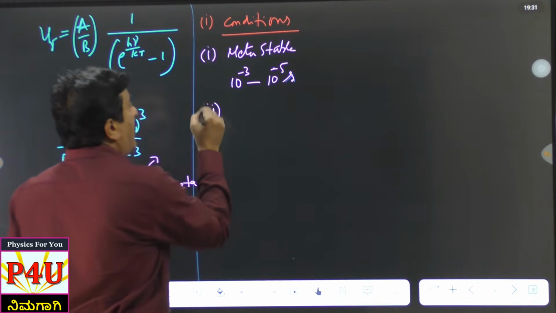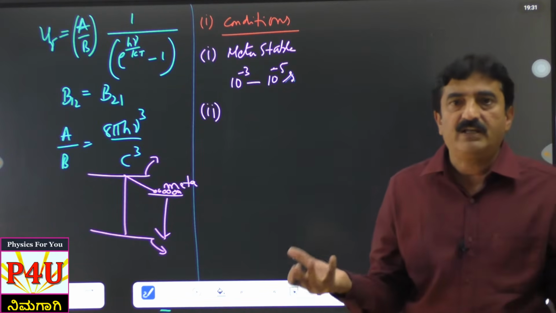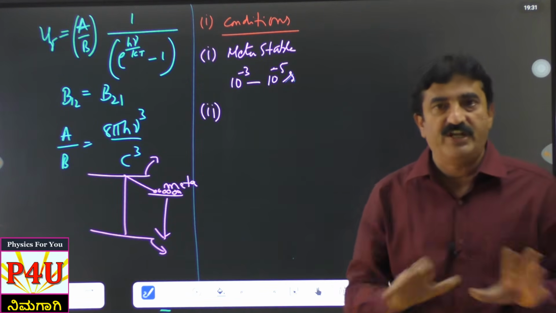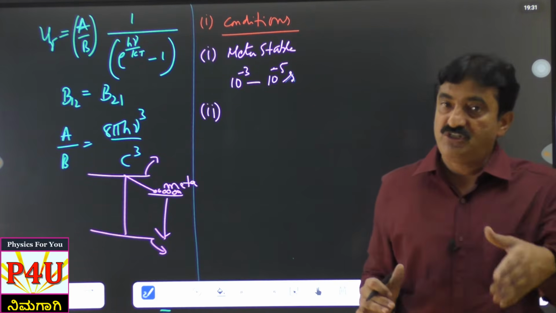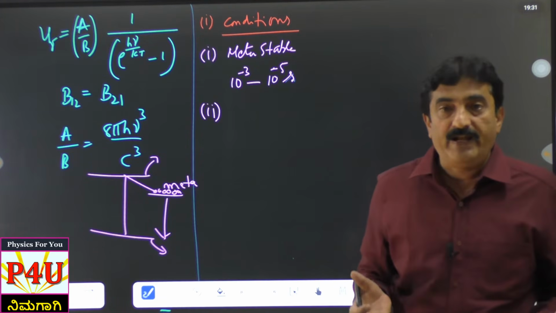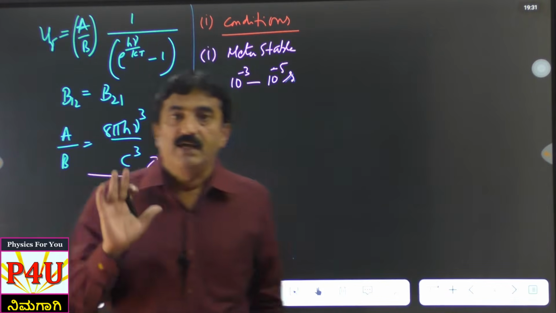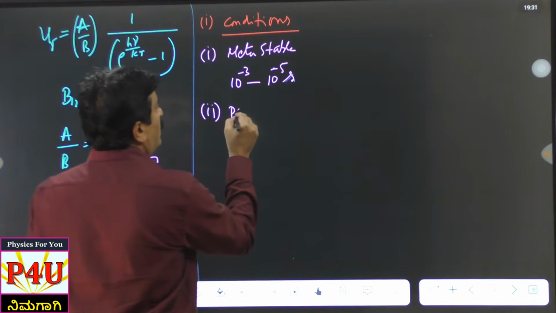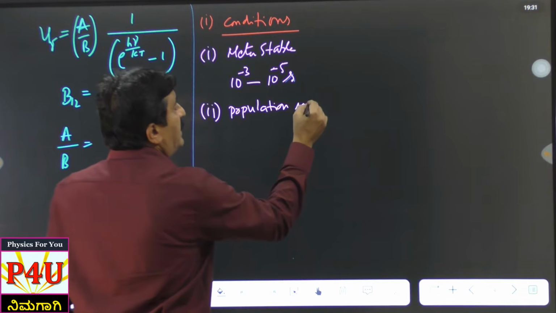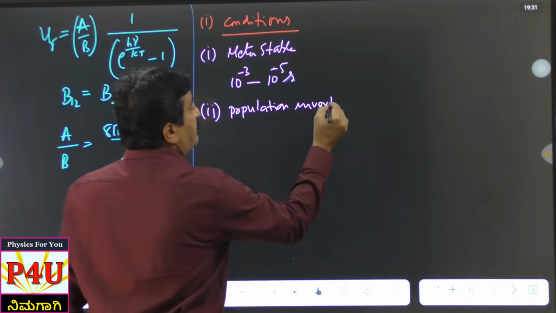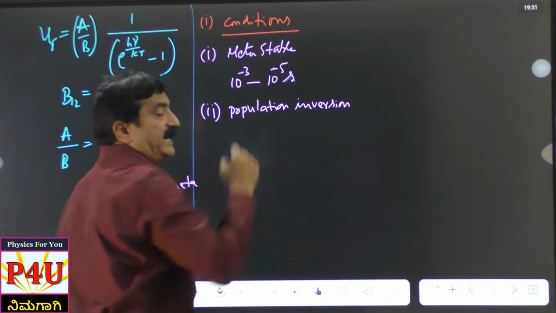Next, just by having a metastable state, we cannot get the lasing action. First of all, that metastable state should be populated. That means there must be a larger number of atoms in the metastable state. That means I have to achieve what is called population inversion. This is the second requirement.